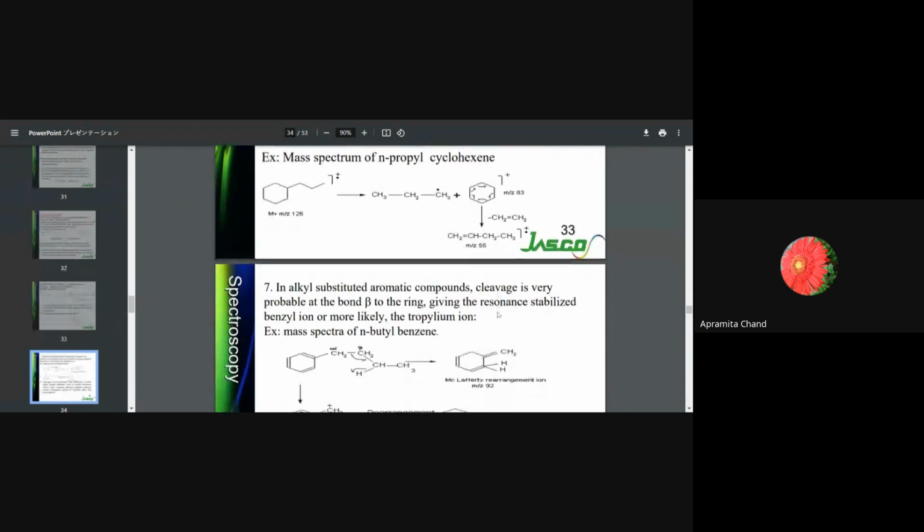Similarly, if there are saturated rings with alkyl side chains, cleavage will happen there first, and the positive charge will be near the ring fragment. With the ring fragment, we will also see in subsequent slides that a rearrangement and loss of an alkene can give another particular rearranged peak.